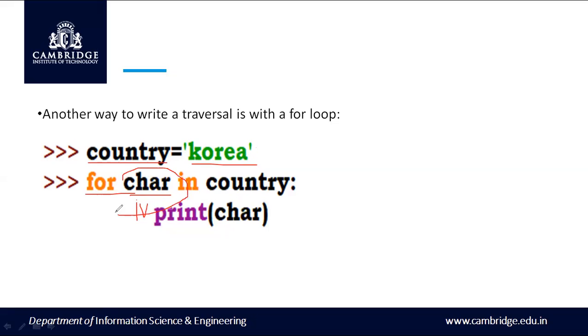This iteration variable traverses through the string that is defined in country, and it prints each and every character till there are no characters left in the string. So for character in country, each time char takes one character from the country, and till it comes to the end of the characters, it keeps on printing them. So that is the usage of a for loop with strings.